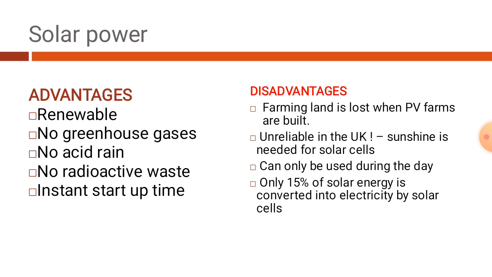Okay, what are the advantages? It's a renewable resource. It doesn't produce greenhouse gases, nor acid rain, nor radioactive waste. It also has an instant startup time. What are the disadvantages? People say that building these photovoltaic cells will spoil the farming lands.